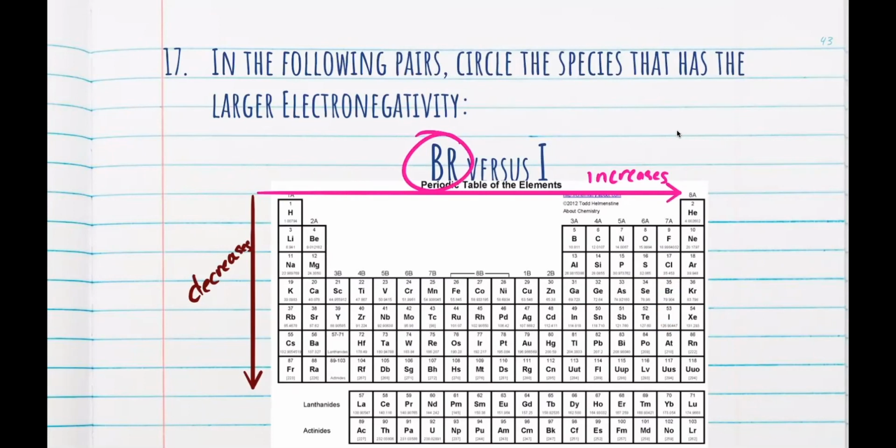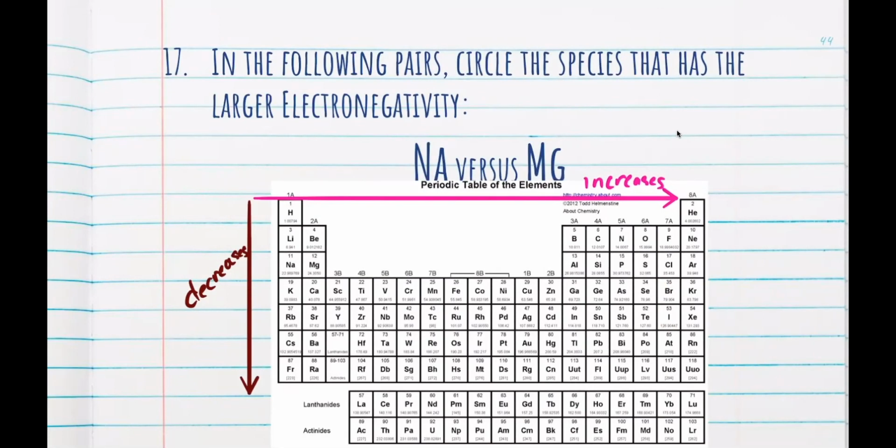Moving on to our next one. Sodium and magnesium. So let's find them. For our next one, we want to find sodium and magnesium. Our trend says that as we move to the right, we increase. So that means magnesium has a larger electronegativity.